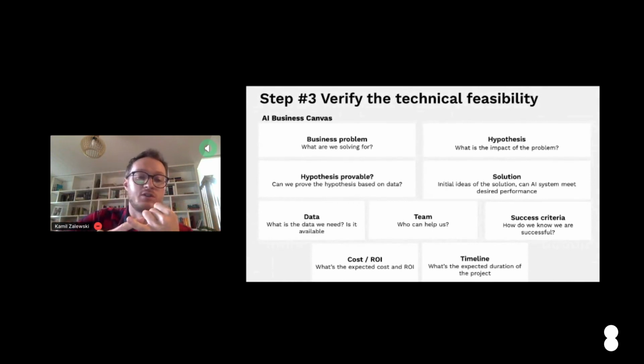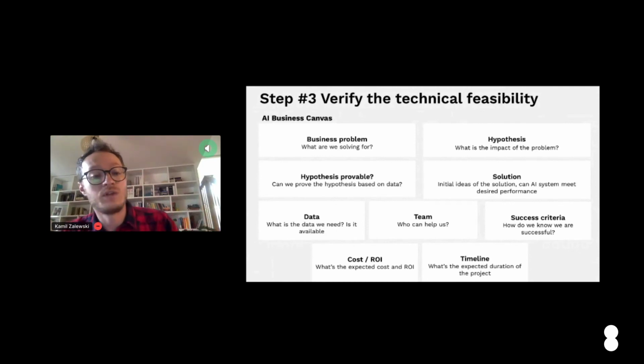What is it that we're solving for? What's our hypothesis on how we can solve the problem? Can we actually already at this stage somehow prove the hypothesis? What's the solution that we're thinking about? Do we have the right data? Do we have the right team? How are we going to know that we're successful? What's the potential cost of the project and the expected ROI? What's the timeline? So creating those AI business canvases for those ideas of the projects, again, allows us to already have a notion: are we going to be successful with that project or not?